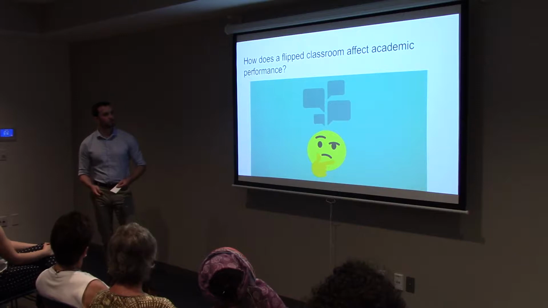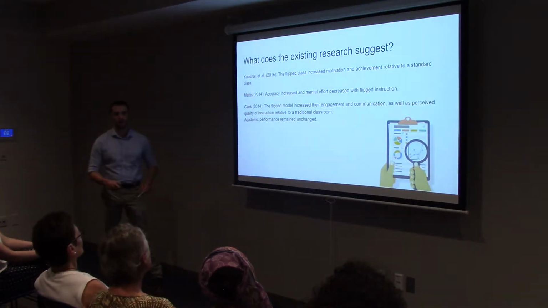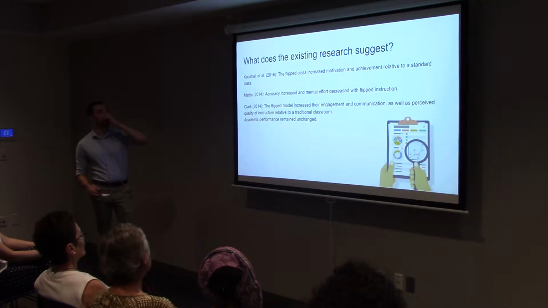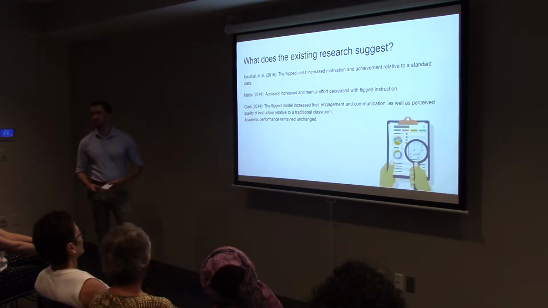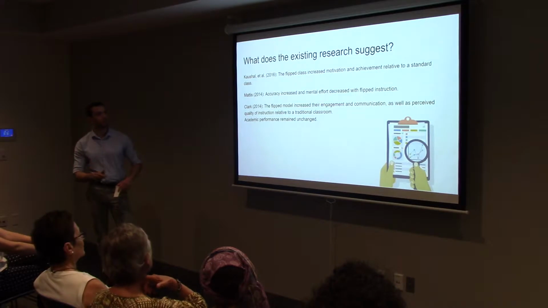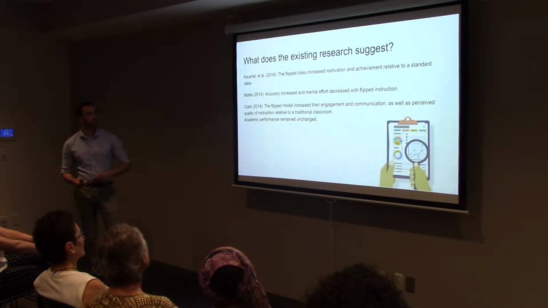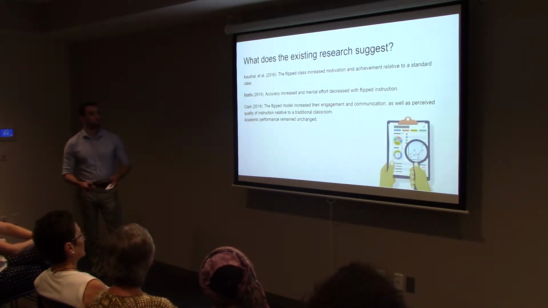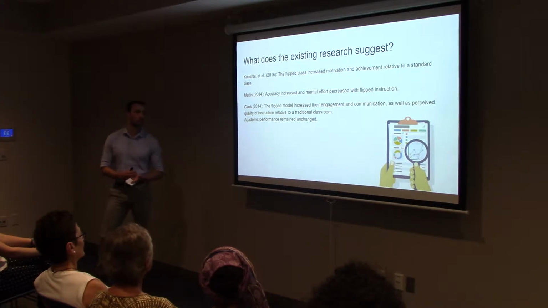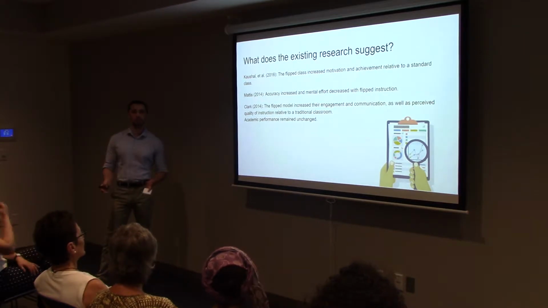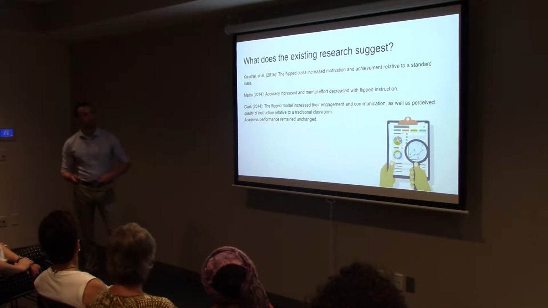And I wasn't the first person to research flipped classrooms. There's some research that I looked at prior. There was a study in 2016 that found that flipped classrooms increase motivation and achievement relative to a standard class. There's also Mattis 2014, which found that accuracy increases and mental effort decreases with flipped instruction. And finally, Clark 2014 found that the flipped model increased engagement, communication, and perceived quality of instruction, but academic performance remained unchanged. So I had some research to suggest that maybe it would increase performance. Some research suggests maybe not much would change.